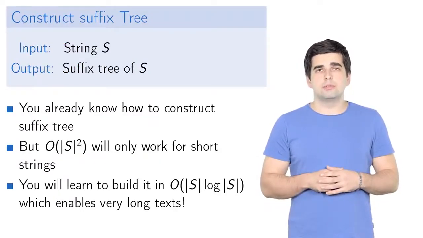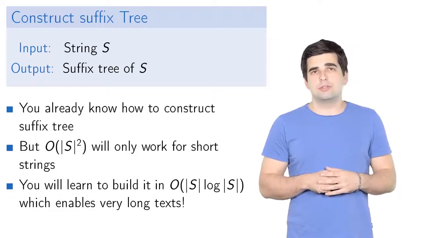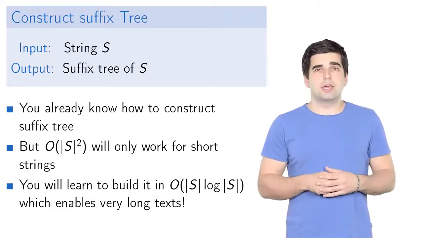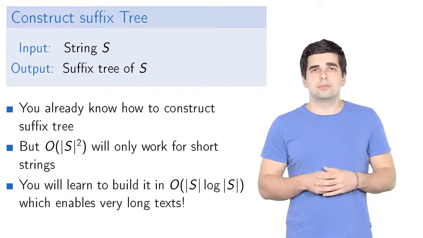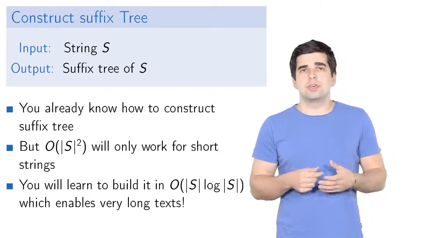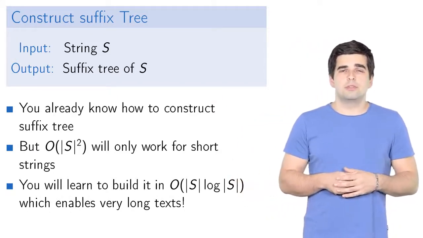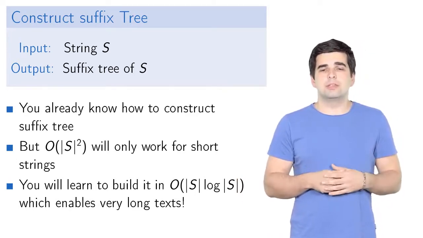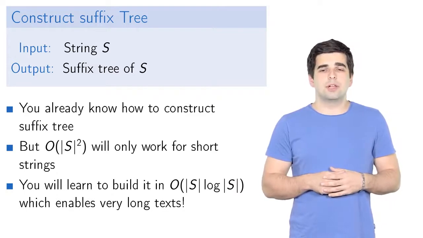First, recall the problem. It's very simple. You're given a string s and you need to compute its suffix tree. And you already know how to do that actually, but the algorithm you know works in squared time, and so it will work only for short strings, maybe up to 1000 or 10,000 characters. And if you want to build suffix tree for strings of length of millions or billions, you will need a much faster algorithm.